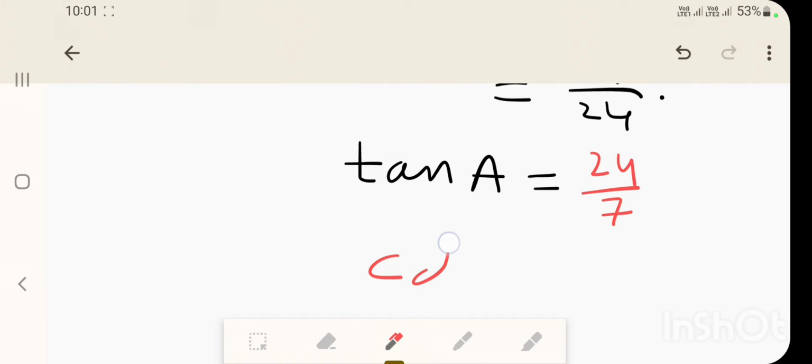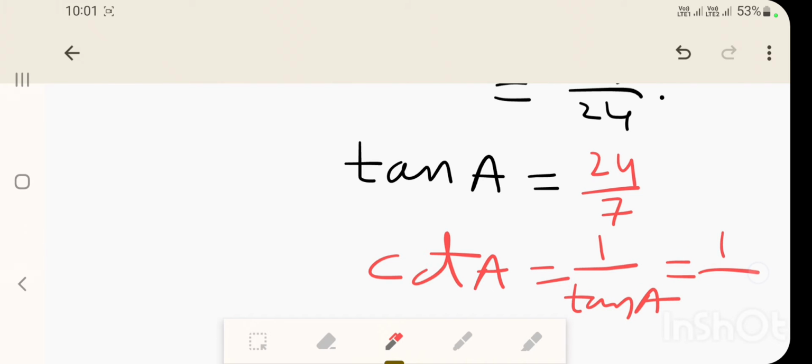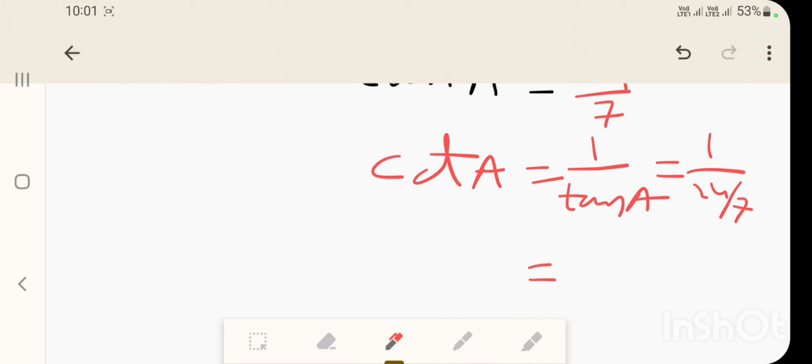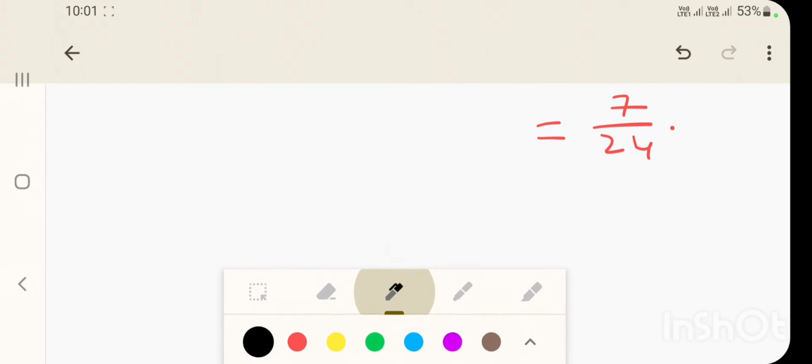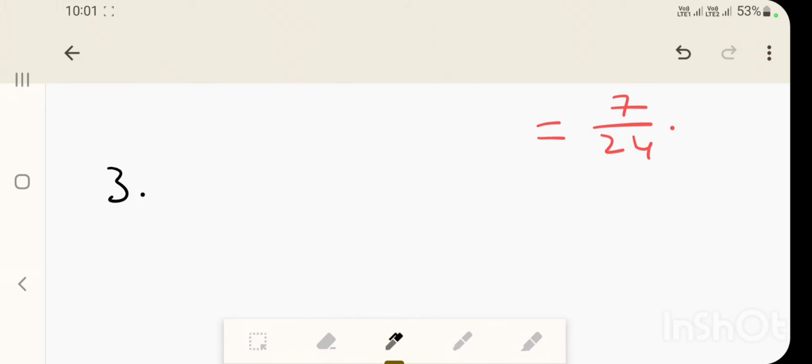And what is cot A? Can anybody tell? Cot A is 1 by tan A. So that is nothing but 1 by 24 by 7. That gives us, when it goes into numerator, 7 by 24. So like this, any combination they can ask. Okay. Another problem we'll solve in this lecture, and then we conclude for today.